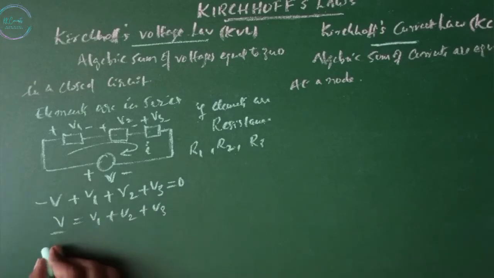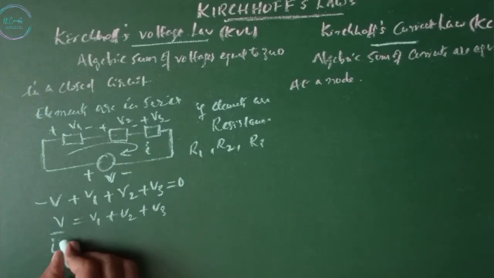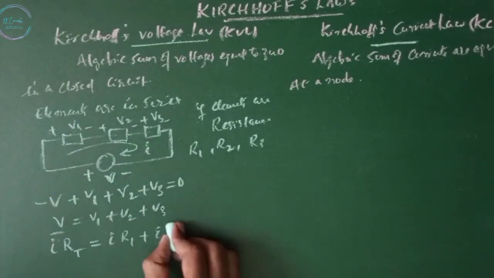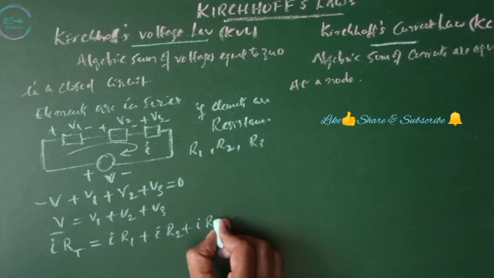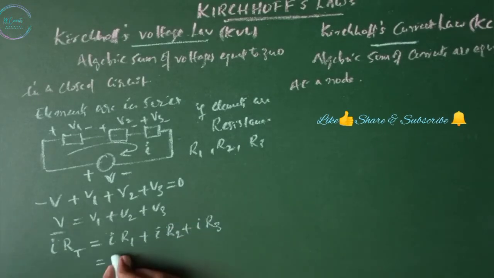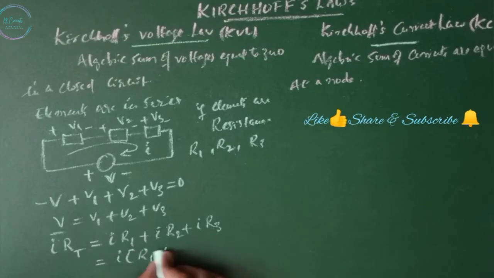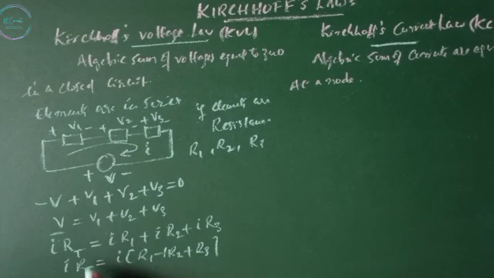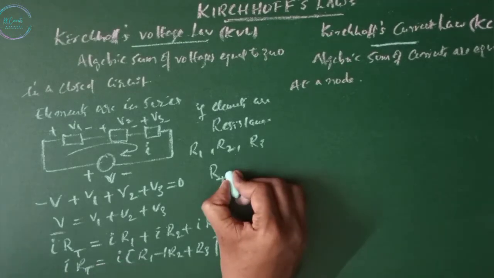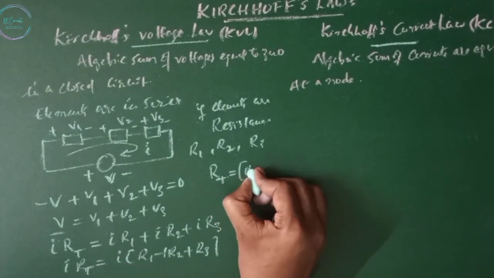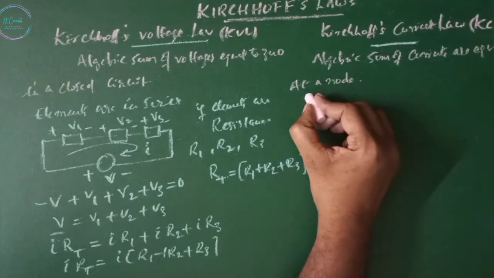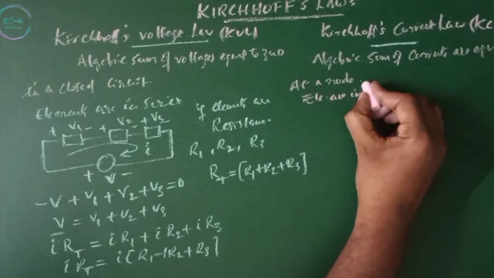V is given by the current I times the resistance of the total circuit RT, which equals I R1 plus I R2 plus I R3, where V1 is I R1, V2 is I R2, and V3 is I R3. We can write I times (R1 plus R2 plus R3) equals I RT, the total resistance. RT equals R1 plus R2 plus R3.